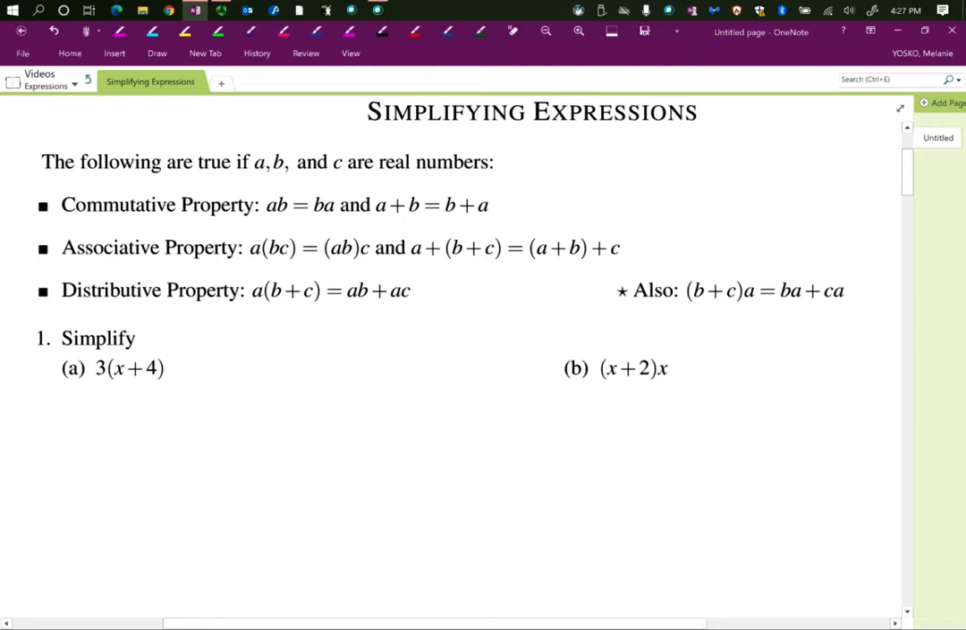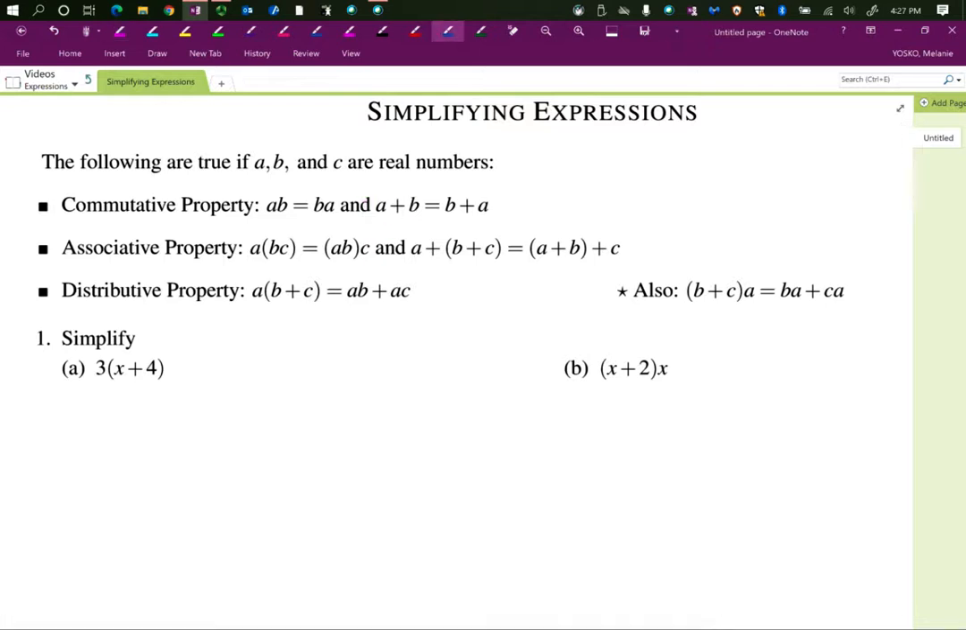Now we're going to talk about simplifying expressions. The following properties are true if we're looking at A, B, and C, and those are real numbers. We have the commutative property. A times B is the same as B times A, and A plus B is the same as B plus A if we're looking at the real numbers.